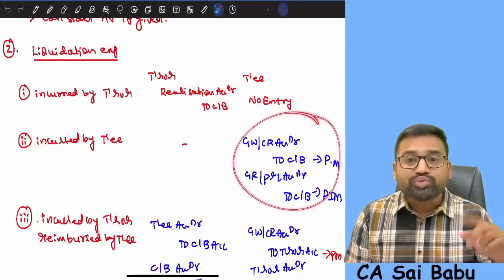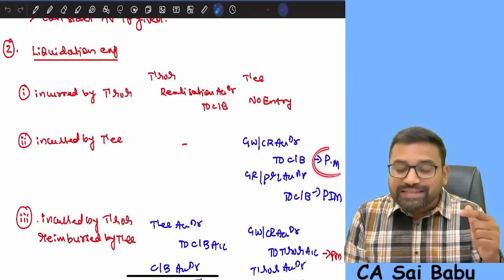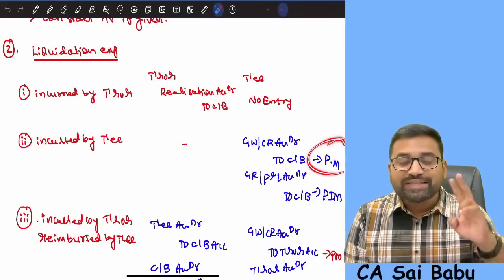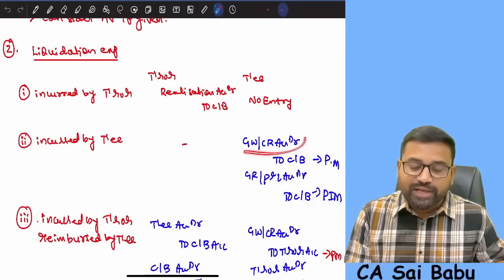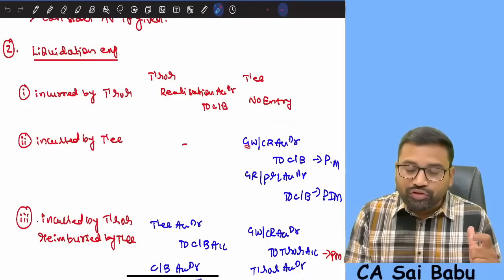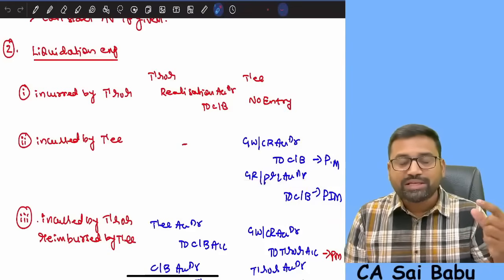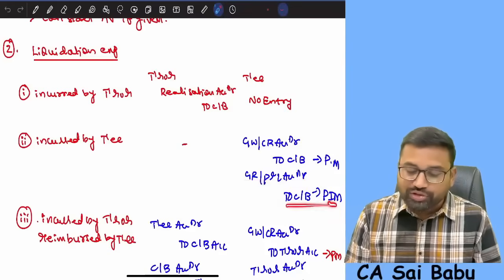In transferee books, what entry you will write? If it is a purchase method, you know, in transferee books, purchase method, pooling of interest method. If it is a purchase method, sir, these expenses will be adjusted to goodwill or capital reserve. Goodwill or capital reserve to cash or bank. Now, if it is a pooling of interest method, we will adjust it to free reserves. I mean, general reserve or P&L account debited to cash or bank.